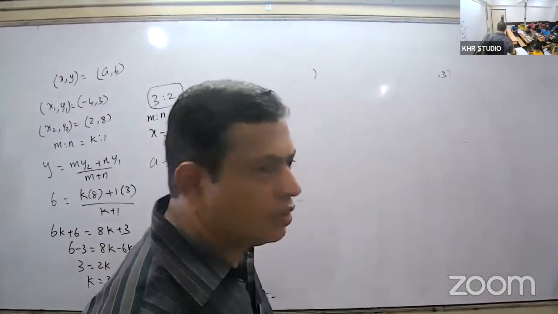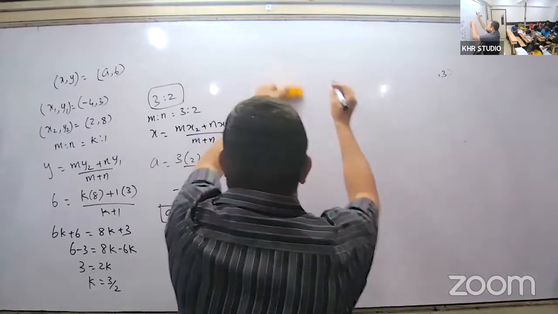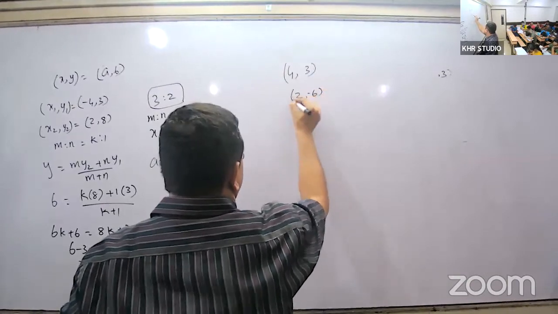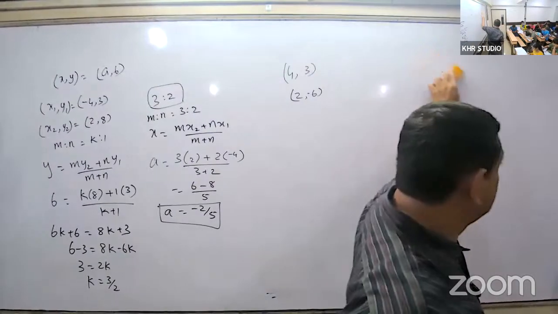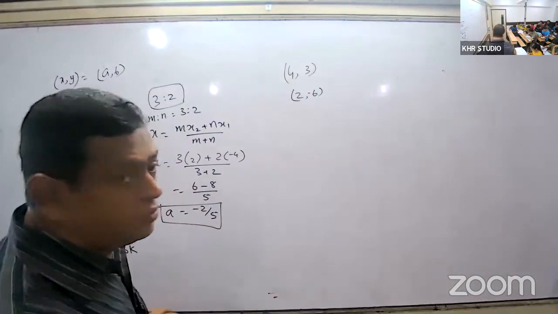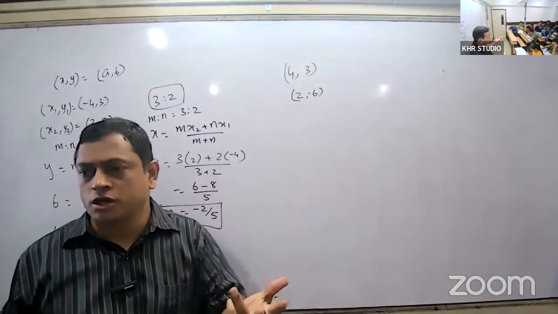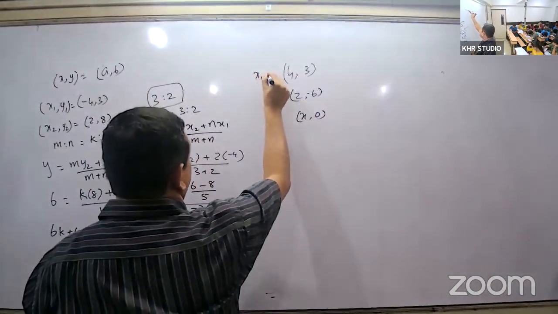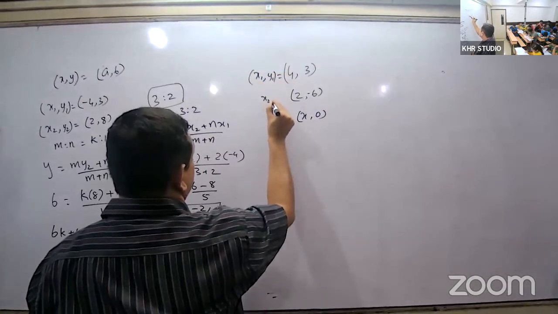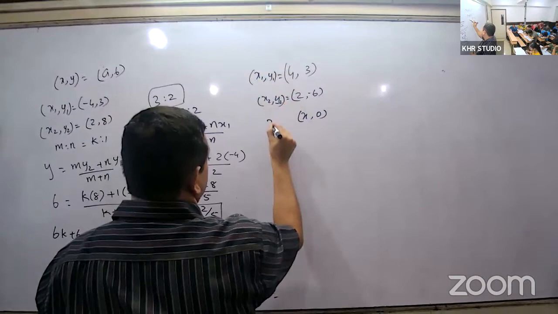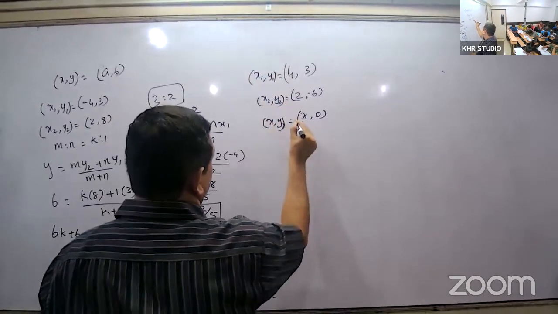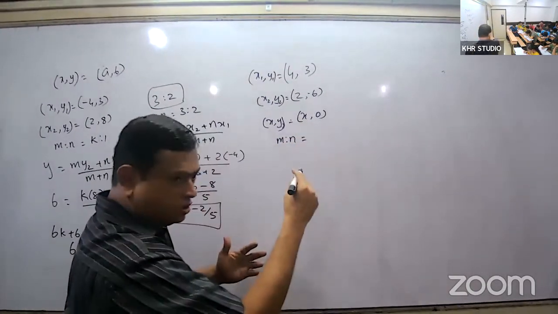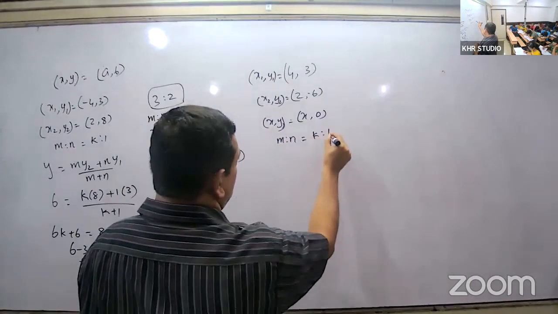In what ratio is the join of 4,3 and 2, minus 6 divided by the x-axis, also find the coordinate of point of intersection. X-axis means what is the point you have to take? X comma 0. So same way we have done this question. X1 y1, X2 y2, X comma y. Ratio M is to N. K is to 1. All of you do it.